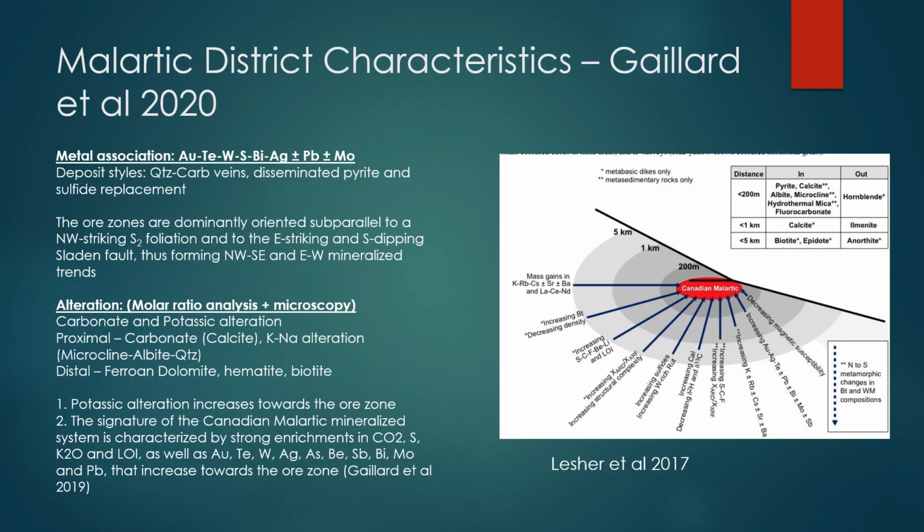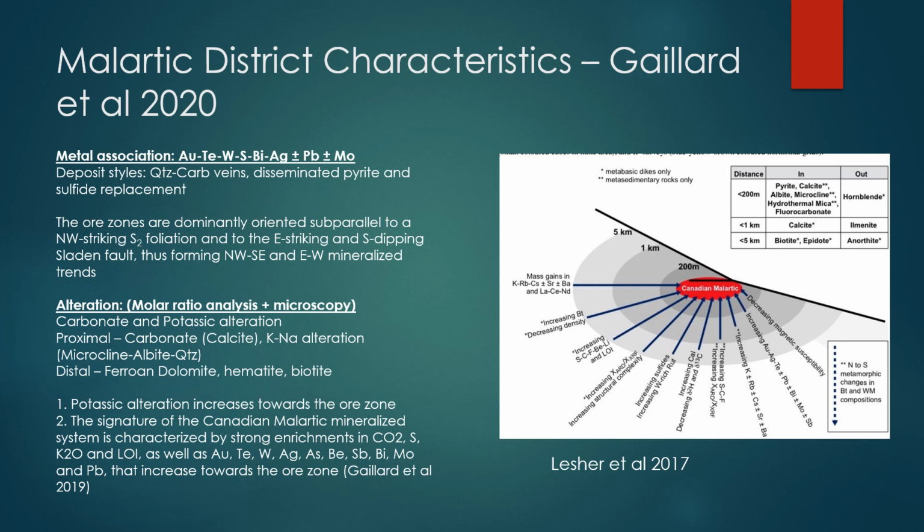Now, the key reason why I picked out the Malartic district is because of how well studied it is. It has been shown that there are a variety of different methods that can be applied in the rocks around the deposit that can potentially, what we call, vector towards the ore deposit itself. And that's what this diagram on the right shows. This is showing you a bunch of different observations from moving further away from the deposit, up to 5 kilometers, towards where the ore body is.